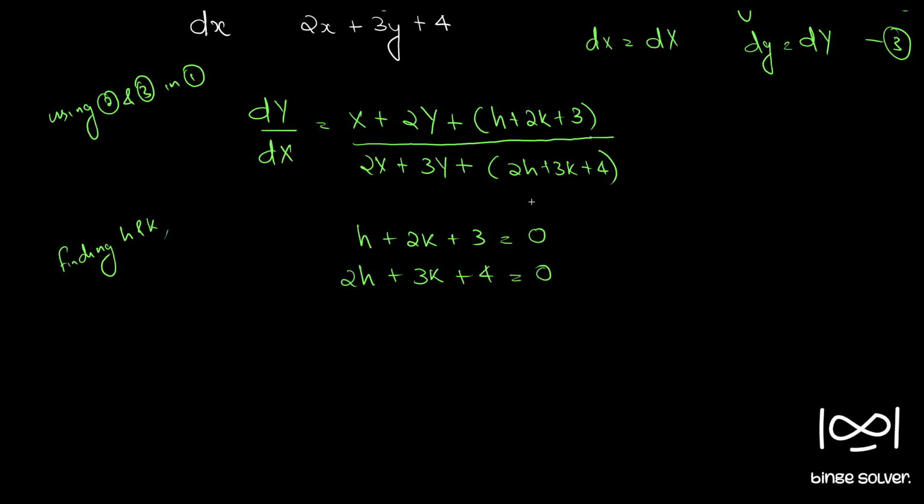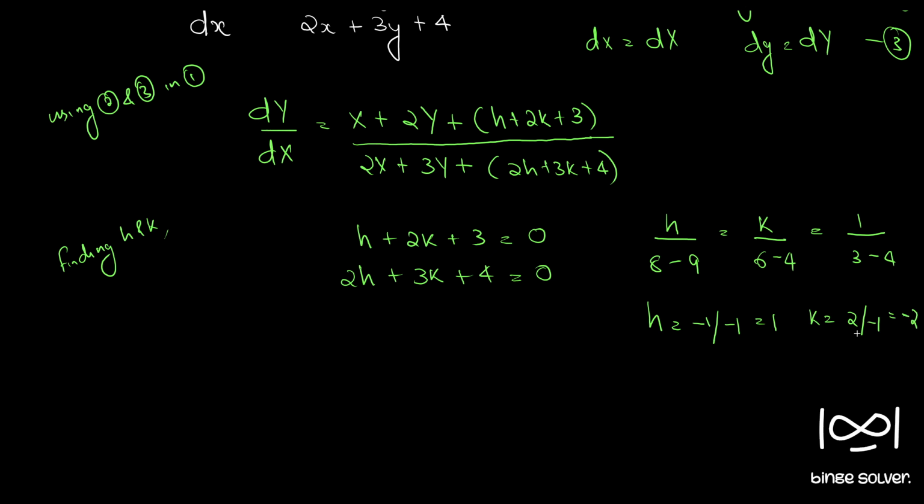I discussed that in the previous videos. Anyway, finding h and k from these two equations, we have h by (8 minus 9) equal to k by (6 minus 4) equal to 1 by (3 minus 4). So h is equal to (8 minus 9), which is minus 1, by (3 minus 4), which is minus 1. So h is 1. k is equal to (6 minus 4), which is 2, by minus 1. So k is equal to minus 2.